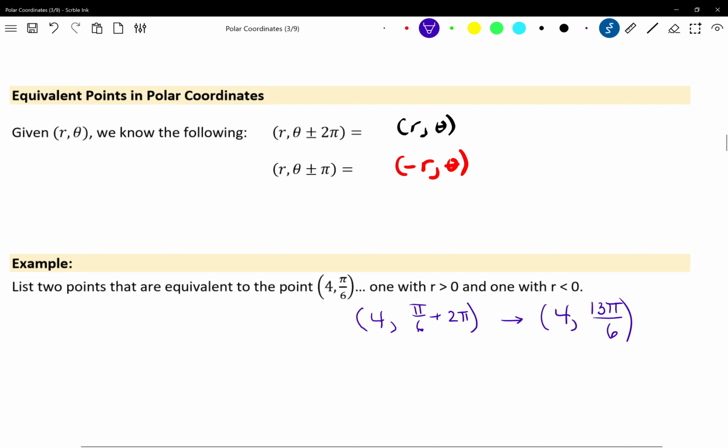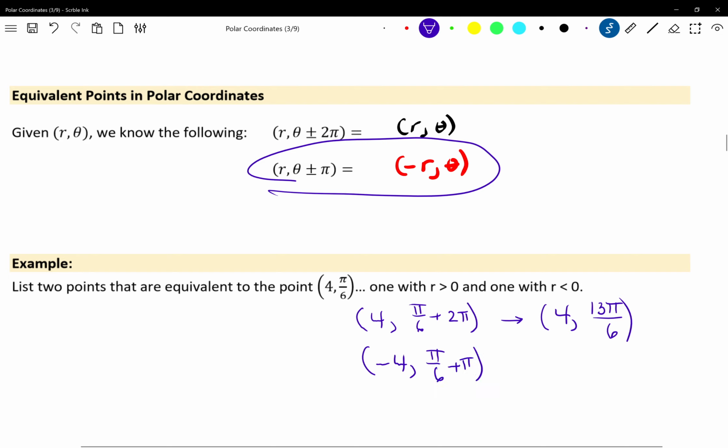Now if I want r to be negative, we know by this idea up here that if I add pi to the angle, I negate the r. So I'm going to choose to add pi. You can subtract if you want to, but I just think adding is more straightforward. So that would be 7 pi over 6. And if you were to graph all three of those points in polar, they would all land at the same coordinates. So there we have it. Okay.